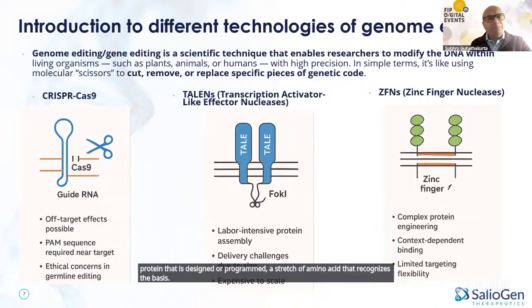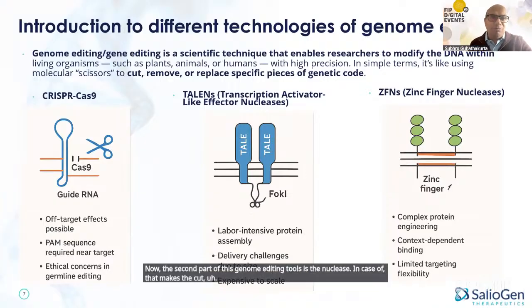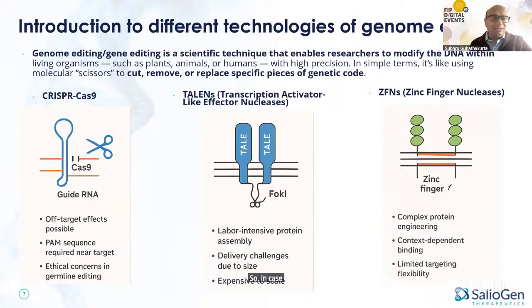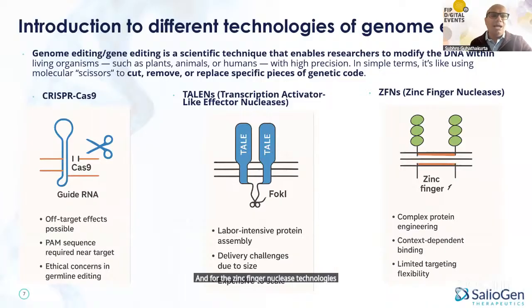Now, the second part of these genome editing tools is the nuclease, which makes the cut to remove and replace. In the case of CRISPR-Cas9, it is the Cas9 nuclease that works for cutting. For TALEN, it is the FokI nuclease. And for the zinc finger nuclease technologies, it is the ZFN nuclease that works in that.